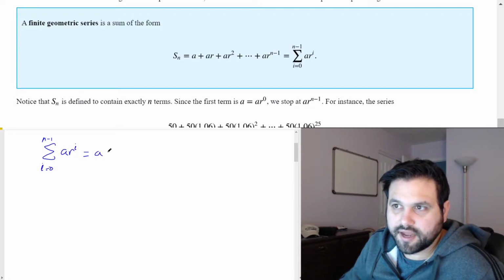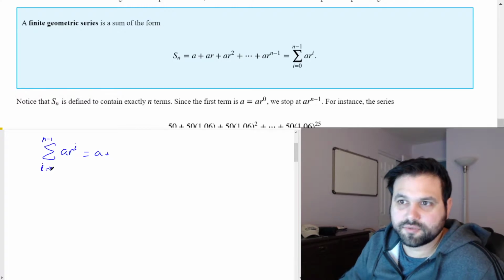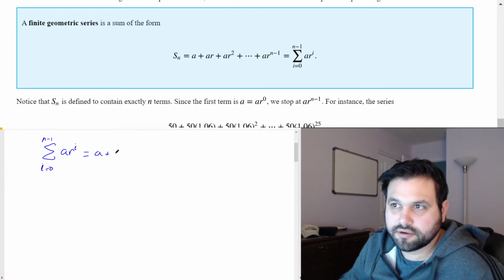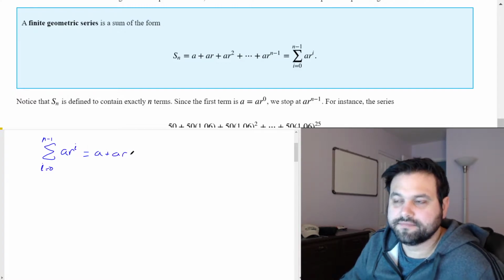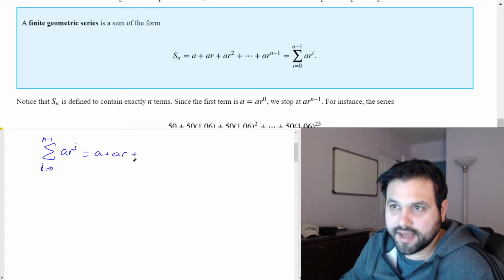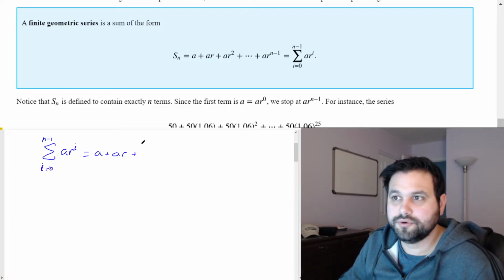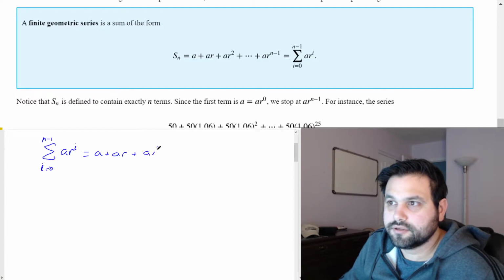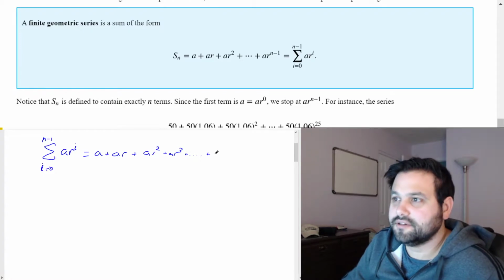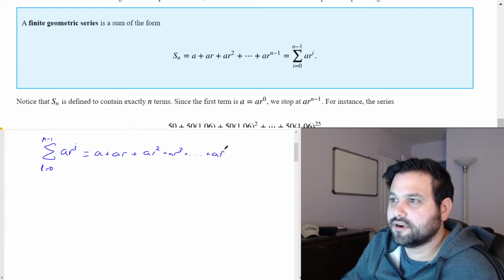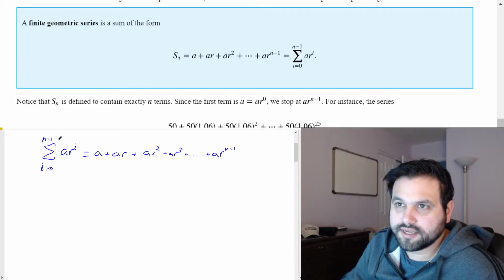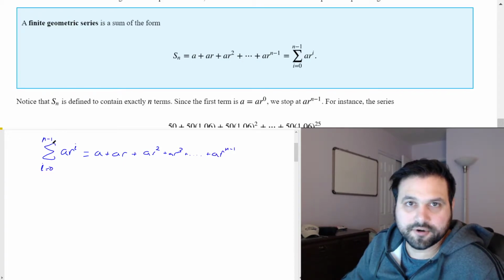And this is a sum, so we're adding, and then we go to the next one, so i is 1. Put 1 there, and r to the 1 is just r, so a times r. And then a sum, so we add. The next one would be 2, and so ar squared, and then ar cubed, and we keep going until a times r to the n minus 1. So until we get to this number, whatever this number is.